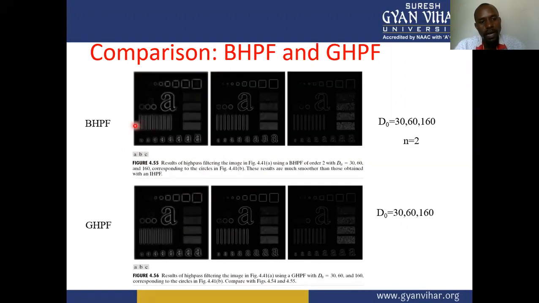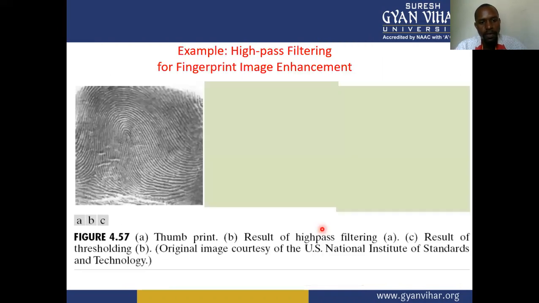When you compare now Butterworth and Gaussian, you can see that the results are much smoother than those that were obtained with the ideal high-pass filter. But now when you compare that with the ideal, the Gaussian now comes up very much visible in the images.